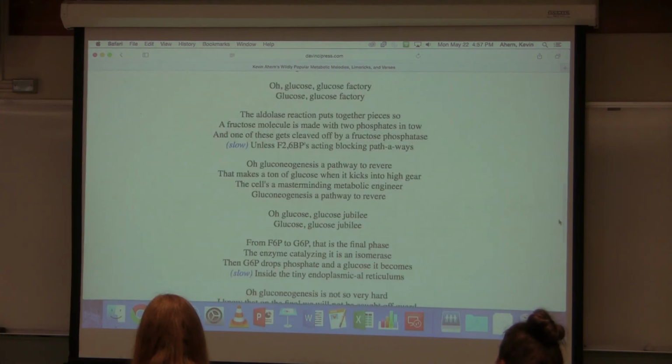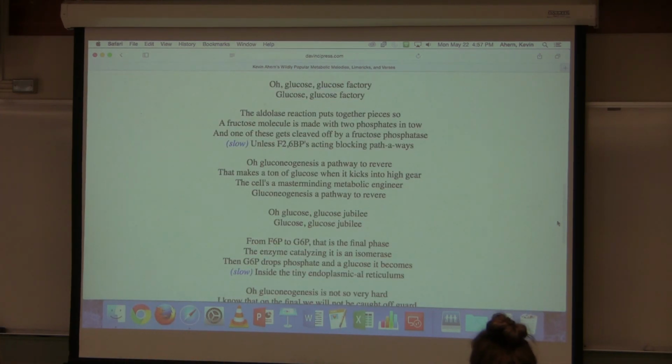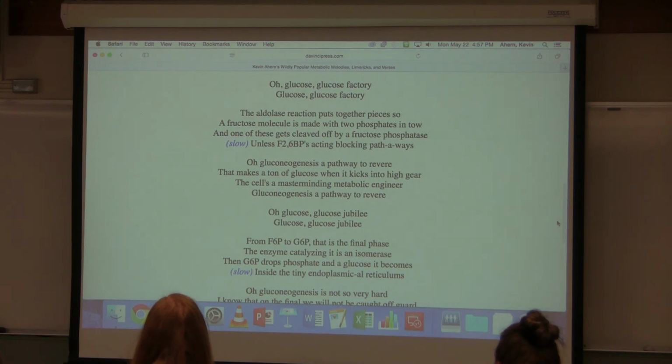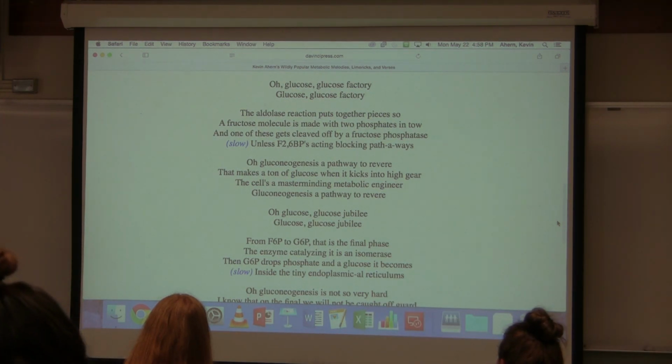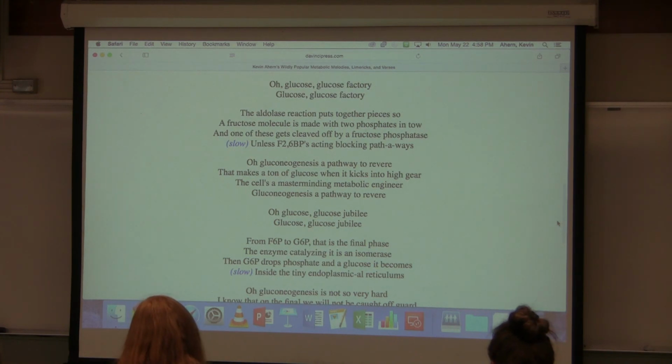The aldolase reaction puts together pieces so a fructose molecule is made with 2 phosphates in tow, and one of these gets cleaved off by a fructose phosphatase unless F26BP's acting blocking pathways. Oh, gluconeogenesis, a pathway to revere that makes a ton of glucose when it kicks into high gear. The cell's a masterminding metabolic engineer. Oh, glucose, glucose, jubilee.